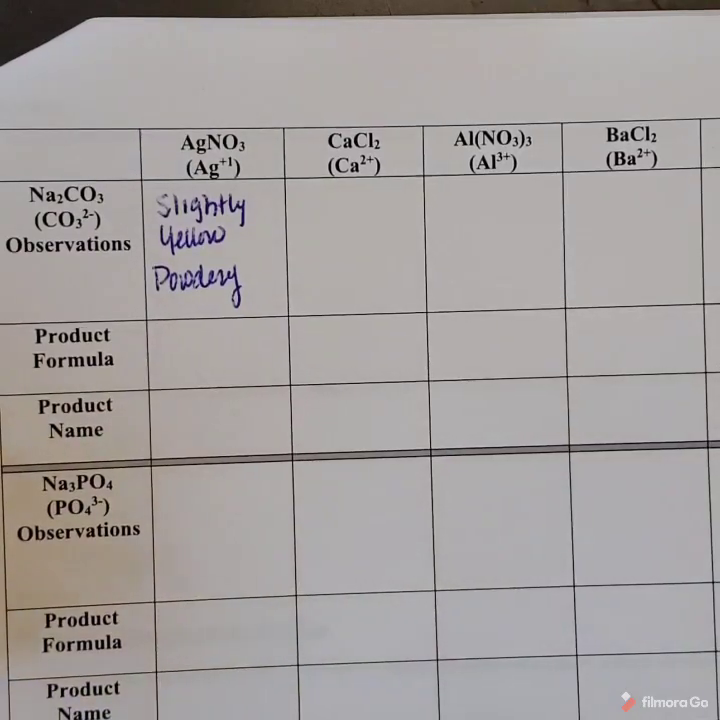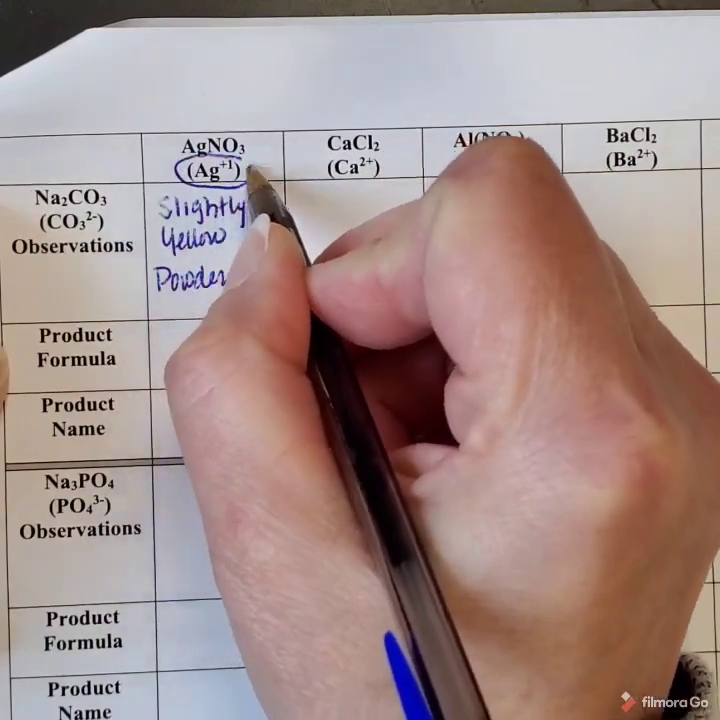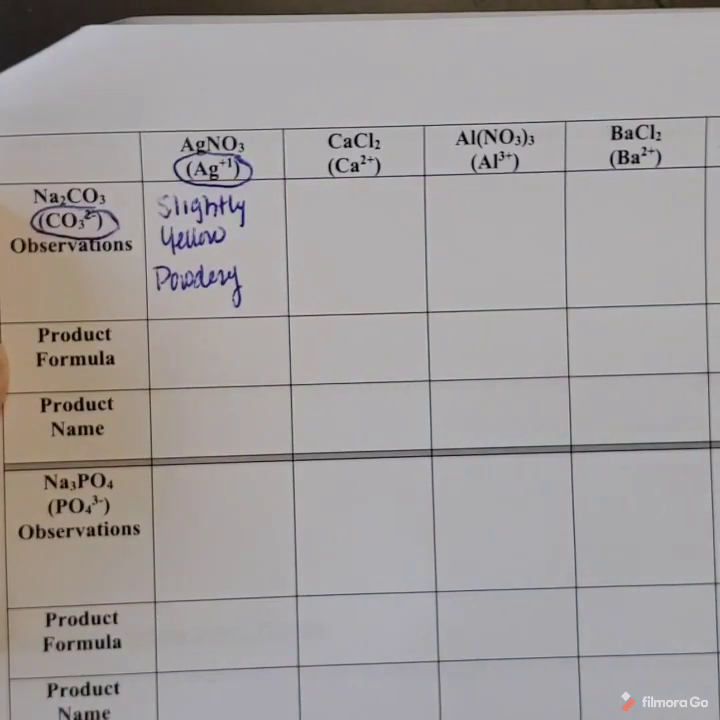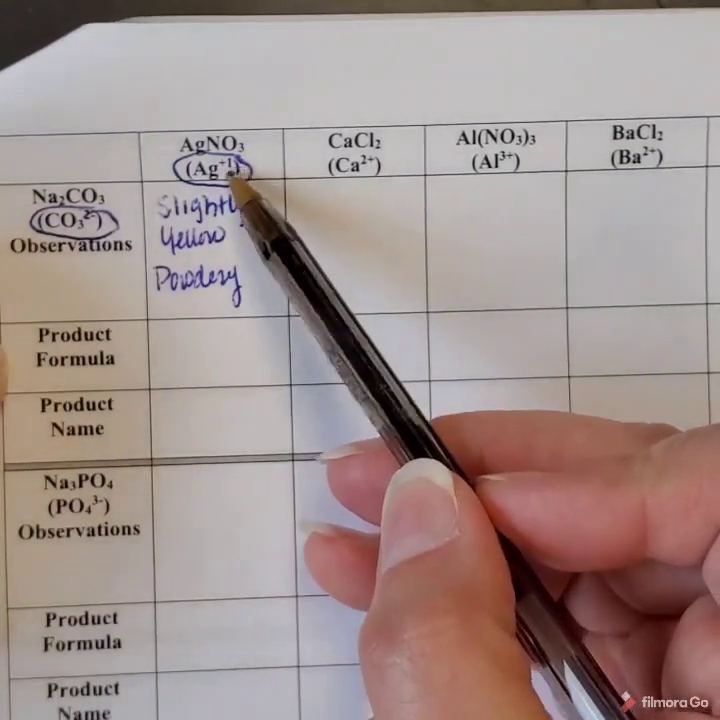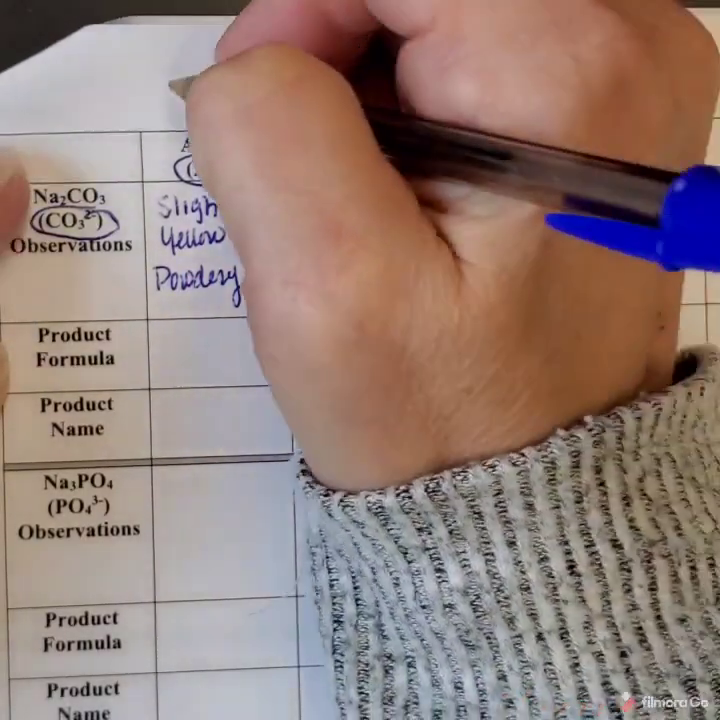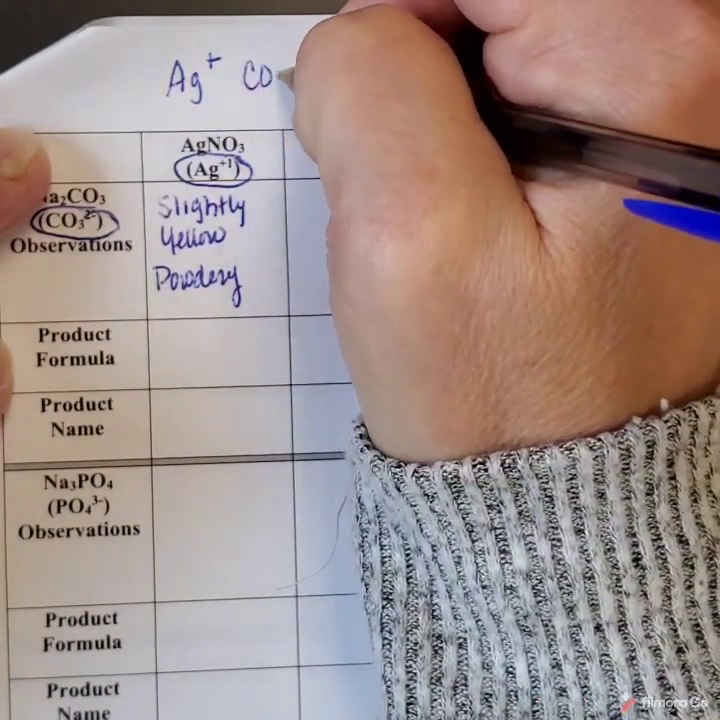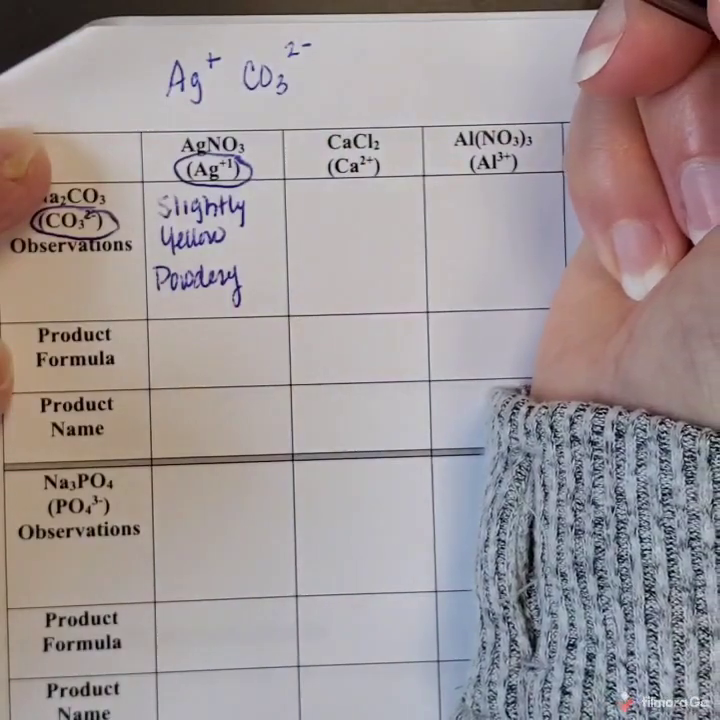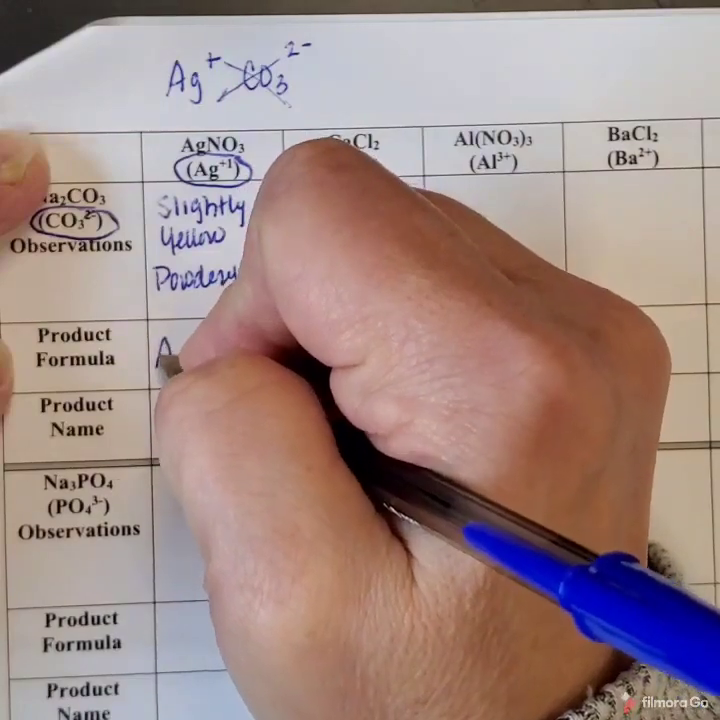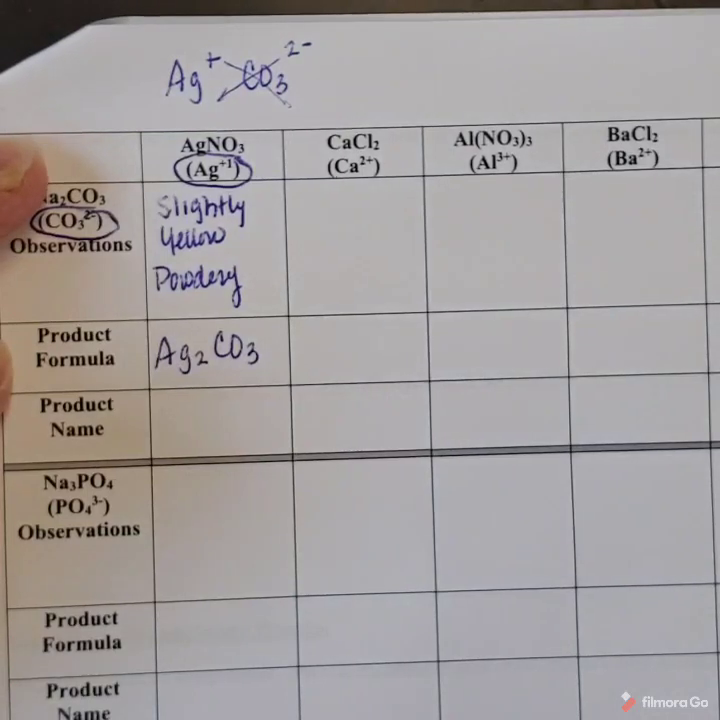Now, the product formula: you are going to make a formula between the cation and the anion that's listed underneath the substance. So I am going to form a compound between silver and carbonate. That is what is being formed right here. On the side or in your head, Ag is +1, carbonate is 2-. Remember, the 2 comes down, the 1 comes down, and my product formula is Ag2CO3.